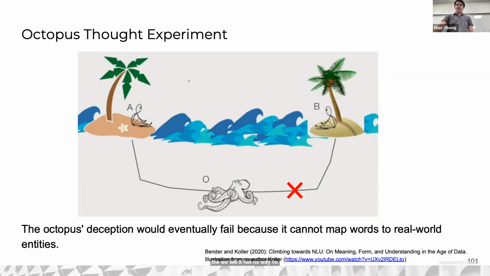For example, one day A encounters a bear on the island, and asks B, hey, can you show me how I can build a weapon to defend myself? And the octopus will not know what a bear is. How is a bear dangerous? What is a weapon? How effective will a weapon be against a bear? So it will not be able to give a meaningful response to A. A will now figure out that this guy actually doesn't know what I'm talking about.